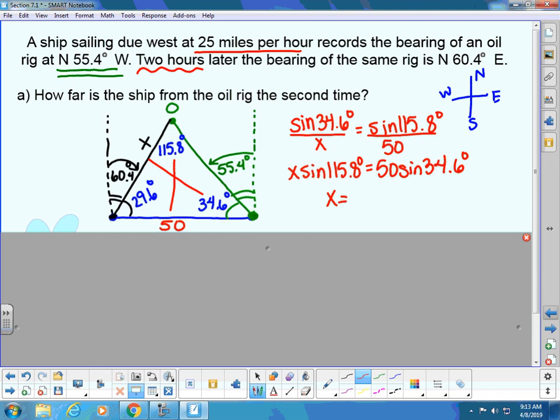I'll do this all on my calculator now. 50 times sine 34.6 divided by sine 115.8. And I get 31.5 here. It's a distance. My ship was sailing in miles per hour, so this would be 31.5. I'll label it miles, that length x.